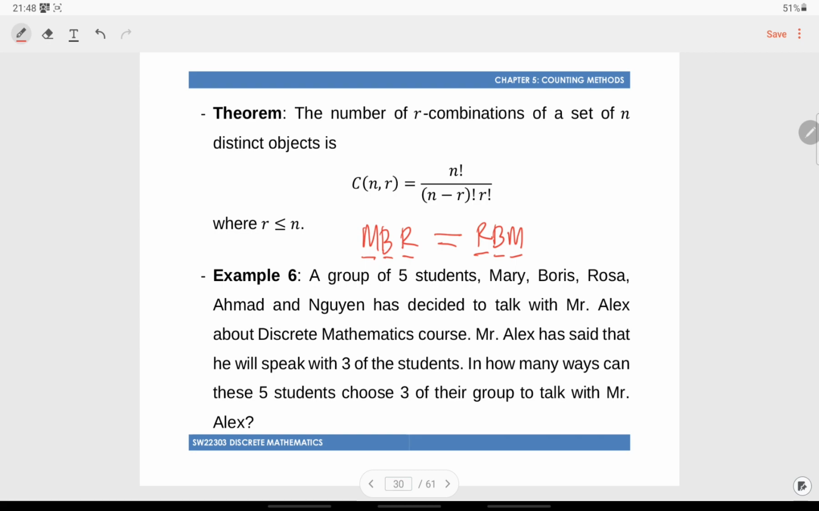That means order doesn't matter, because Mr. Alex wants to talk with only 3 students. It doesn't matter who is the first, second, and third, the only condition is 3 different students out of 5 students. So obviously we are dealing with the r-combination case, and not the r-permutation, because the order doesn't matter.